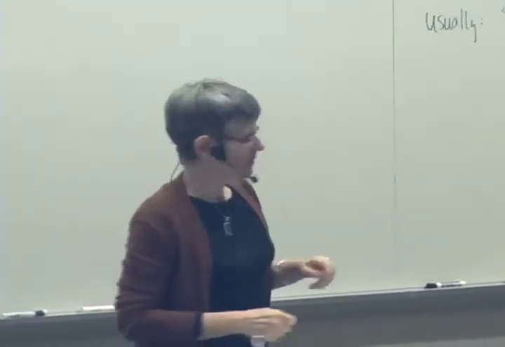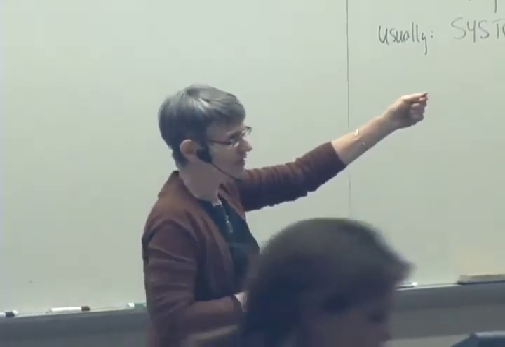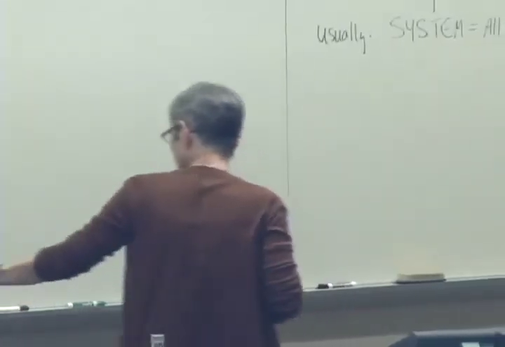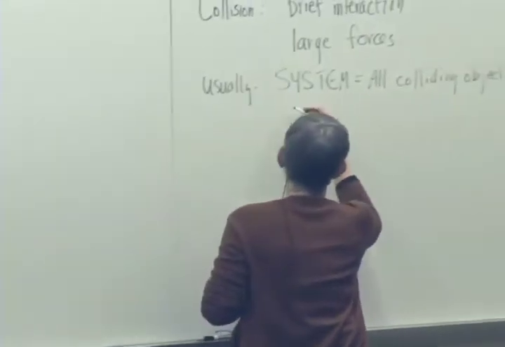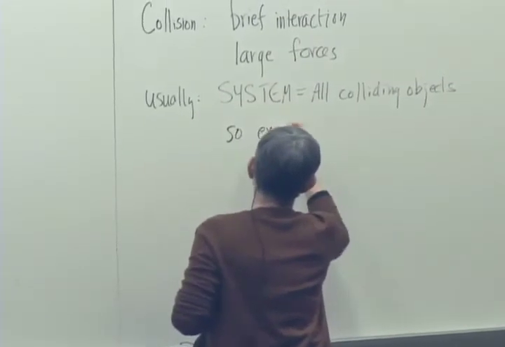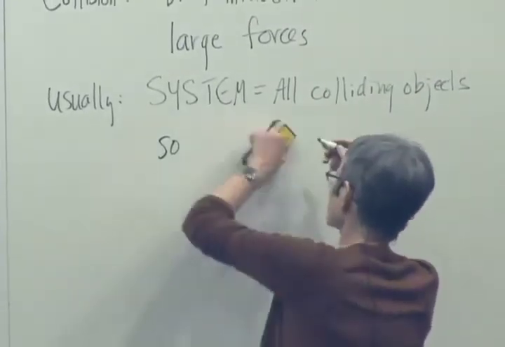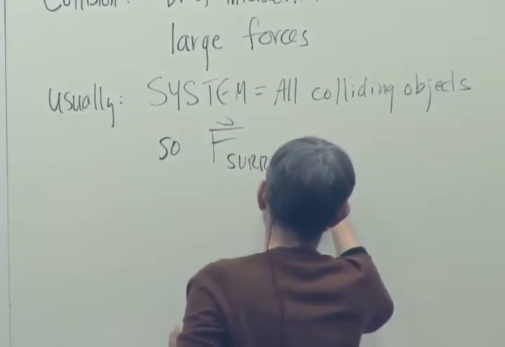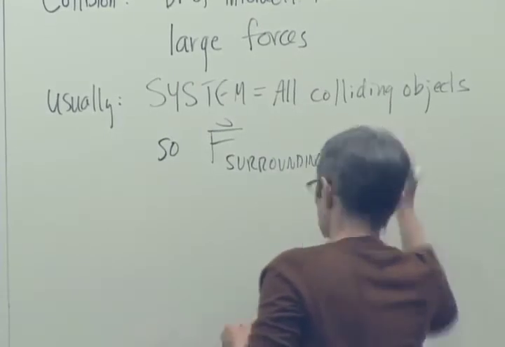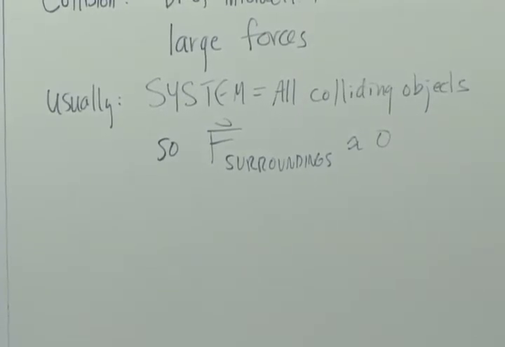So if we throw a ball at the wall, during the period where it's interacting with the wall, the gravitational force doesn't have a chance to do very much. It's a brief interaction, and the interaction with the wall is so strong. So the virtue here is that forces due to objects outside the system are nearly zero.